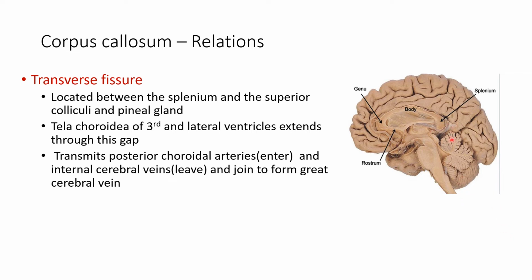The tela choroidea, the fold of pia mater of the third ventricle and lateral ventricle, extends through this gap, and it transmits the posterior choroidal arteries that will enter it, and leaving it will be the internal cerebral veins. These veins join to form the great cerebral vein of Galen. So the transverse fissure is also a relation for the corpus callosum.